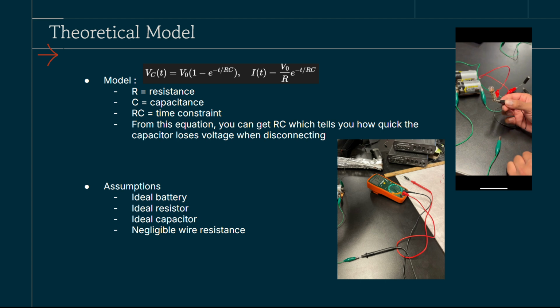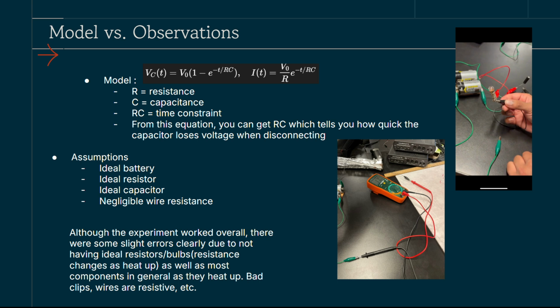The assumptions that we used are the ideal battery, ideal resistor, ideal capacitor, and a negligible wire resistance. So although the experiment worked, there were some slight errors clearly due to not having ideal resistors and bulbs. And for the battery and the wires, usually resistance changes as they heat up. So bad clips and wires are going to be resistive, so it's going to mess up some of the calculations.